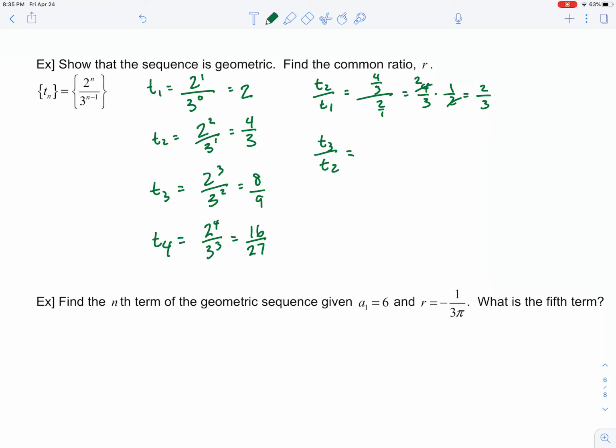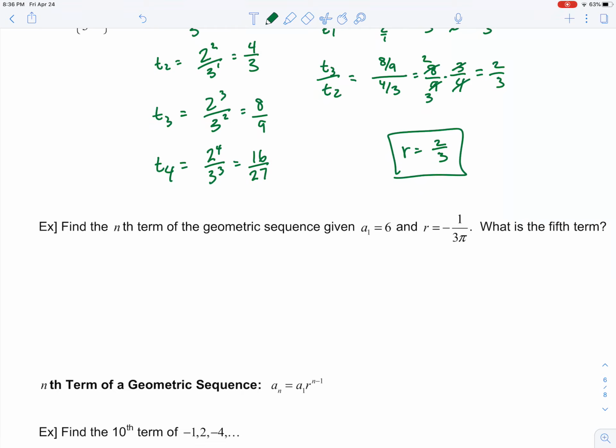So the third term is 8/9, and the second term is 4/3. So I'll multiply by the reciprocal. Looks like I can do some reducing here. 3 and 9 have a common factor of 3. 8 and 4 have a common factor of 2, so I'm getting 2/3. Okay, so this will keep going. If you divide any two consecutive terms, you will get 2/3 every time. So that is our common ratio. It's 2/3.